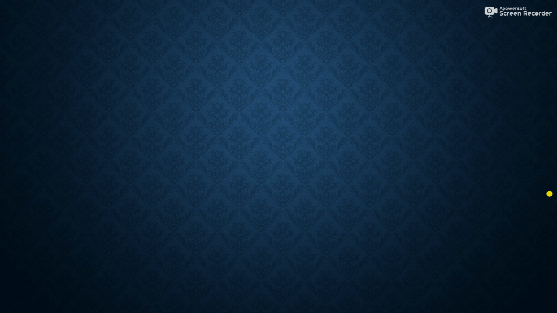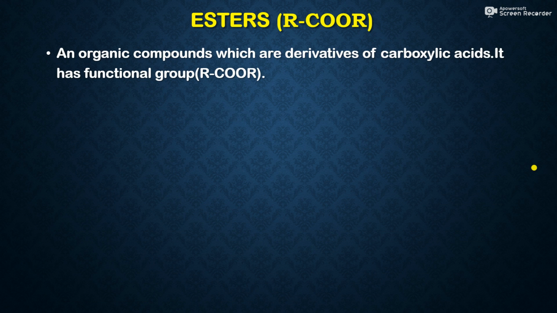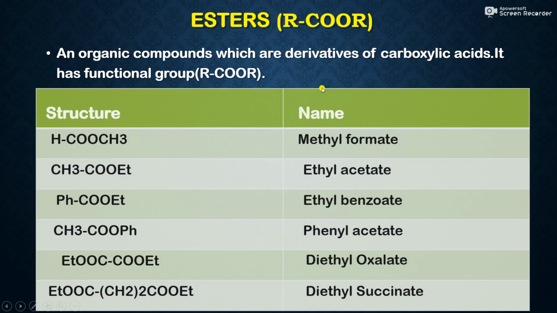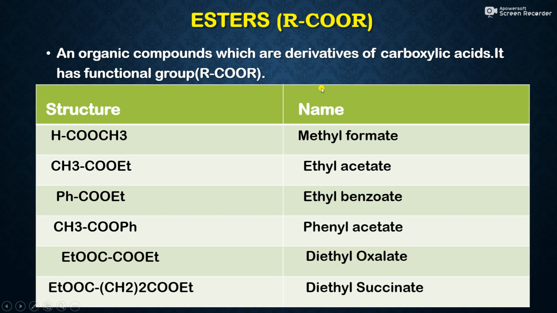So friends, what is meant by esters? Esters are derivatives of carboxylic acids. It is represented by the R-COOR functional group, where R is any alkyl or aryl group. We have several esters in nature. Esters are present in fruits and plants.